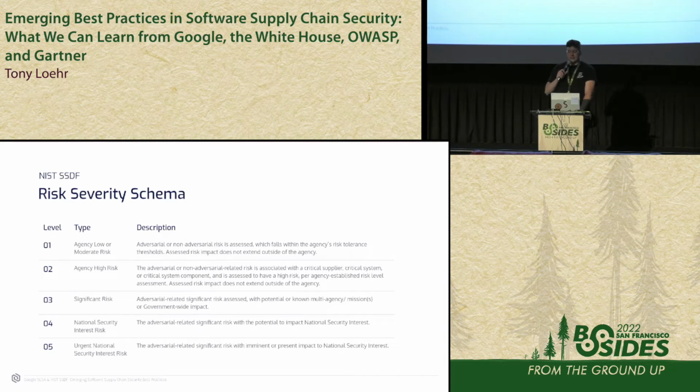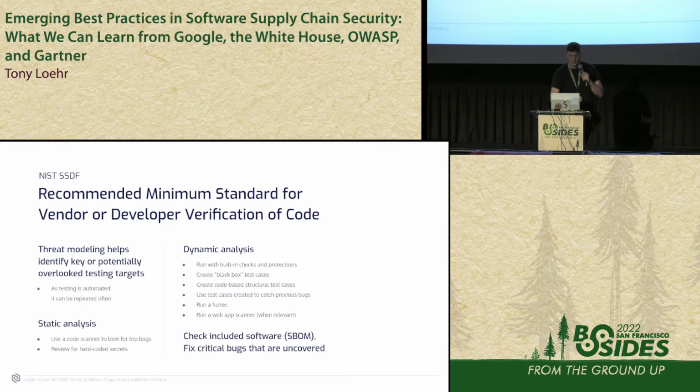An additional thing that the SSDF produces is a risk severity schema. You can read through most of this on your own time. I think the slides are available. But one of the keys is that anything above significant risk has mandatory reporting required, which is designed to help prevent vulnerabilities from going unchecked, because as we've seen with incidents such as Log4j, if one organization is affected by a dependency breach, chances are others might be affected similarly. And we can skip over that.